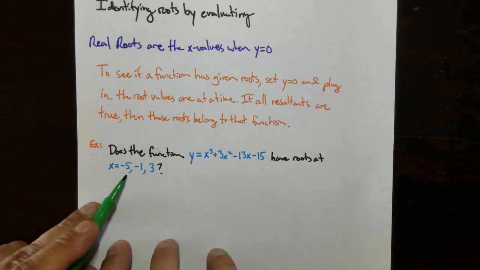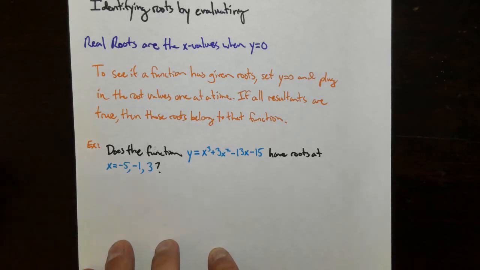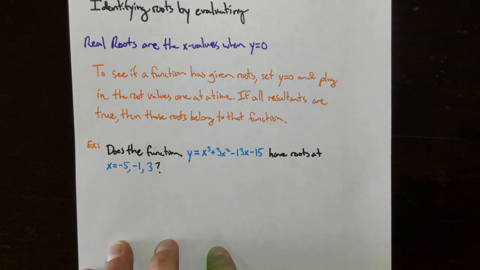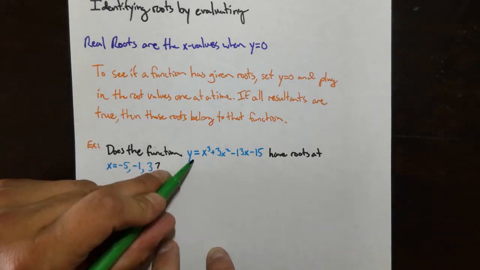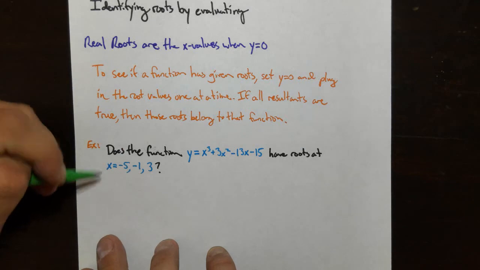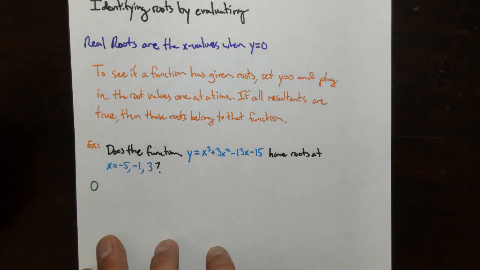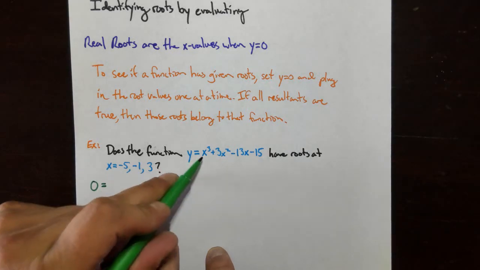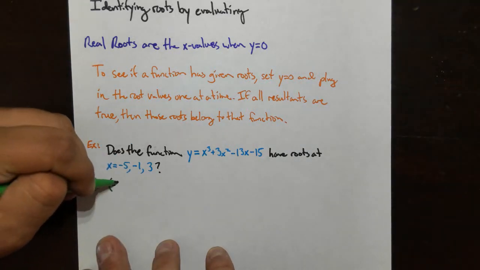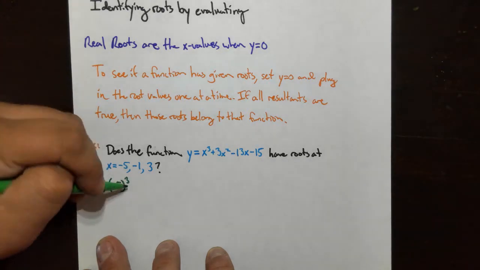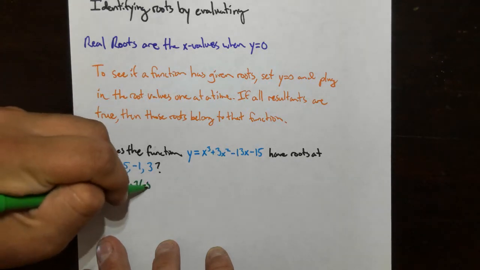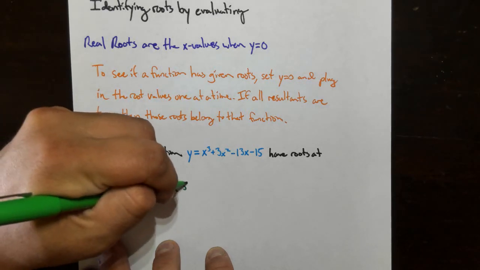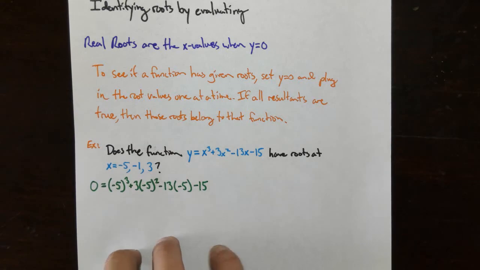Okay, so first I want to see if -5 is a real root of this function. So I'm going to set y equal to 0. Well, I have my function here. I'm going to set y equal to 0, so y is now 0. So 0 equals, and I'm going to plug in -5 every time I see an x. So -5 cubed plus 3 times -5 squared minus 13 times -5 minus 15.